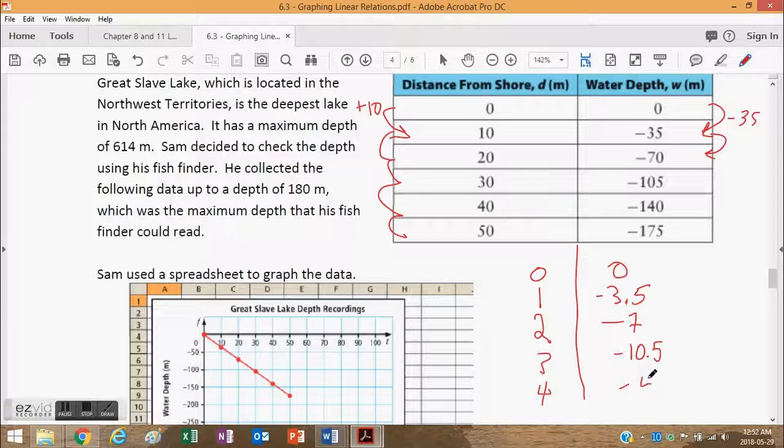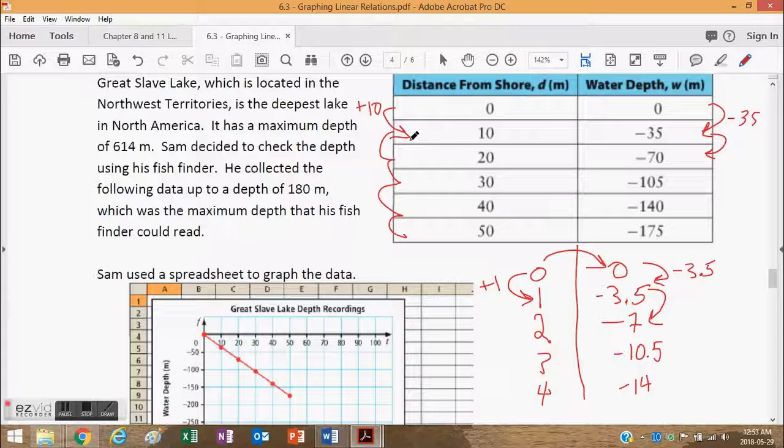4 is negative 14, and so on. Now the question we've got to ask ourselves: what do we have to do to get from here to here? Every time this side goes up by 1, this side goes down by 3.5. How do we know that? Once again, this goes down by 35 when this goes up by 10.